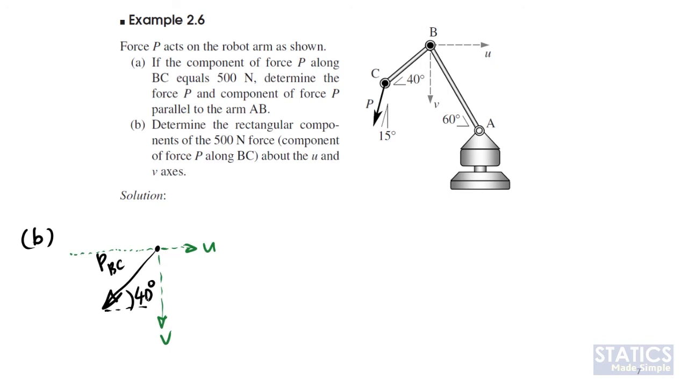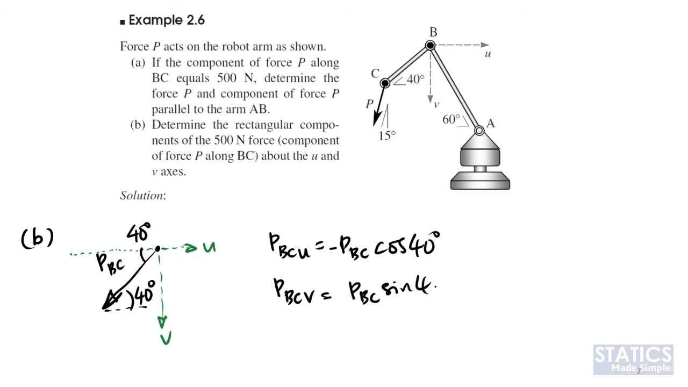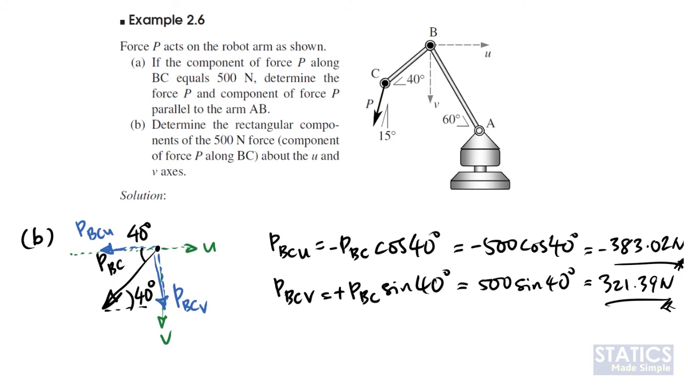The angle here is 40 degrees, so the angle here is also 40 degrees. Thus, PBC along U can be written as PBC cos 40 degrees, and the sign is negative, while PBC along V is equal to PBC sine 40 degrees, and the sign is positive. PBC along U is negative because the component of PBC along U is actually this vector, while the component of PBC along V is this vector. That's why PBC along V is positive along V axis. Therefore, we get these values for the components of PBC along U and V axis.